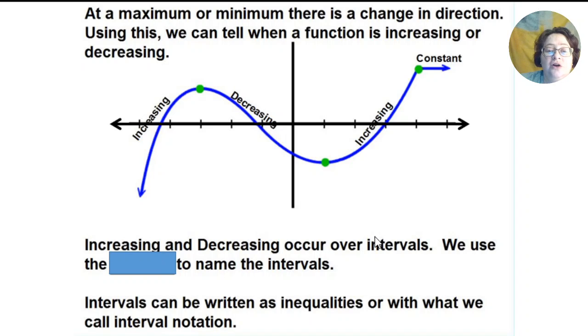So these occur over intervals, and we use the x-axis to name the intervals. I'm going to use my little ladybug eraser this time. We're going to trace over it. Right now we see it as increasing as we go uphill. And you see at this point we would change direction. As we go downhill, we're decreasing. As we go uphill, we're increasing. And you see here we're constant. So at this point where it's constant, the ladybug is tracing straight across. And the arrow means we're going to keep on going.